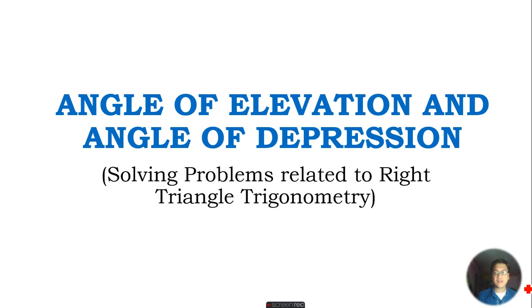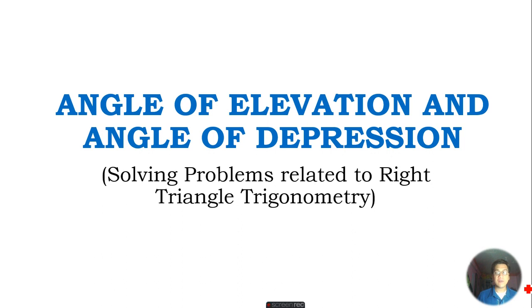So in this video tutorial, we are going to concentrate on solving problems related to right triangle trigonometry. Last time, we discussed right triangle trigonometry in such a way that we used the different trigonometric ratios, sine, cosine, tangent, in order to solve for the missing sides and also the angles of a triangle. So now, we're going to apply what we have just learned in solving real life problems.